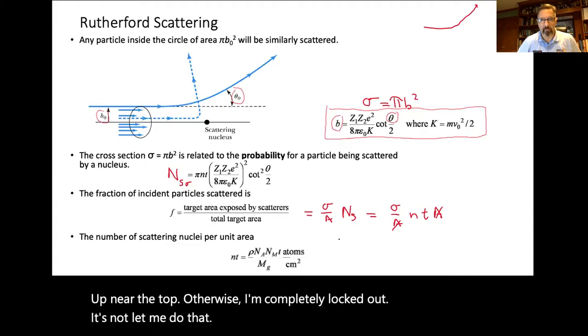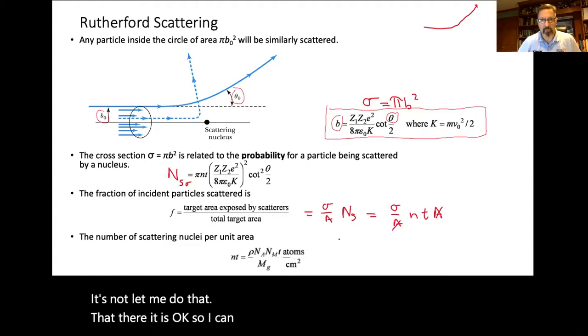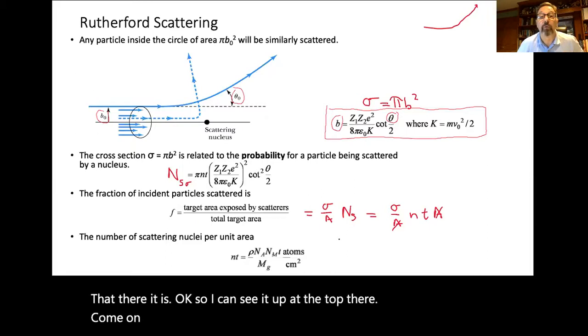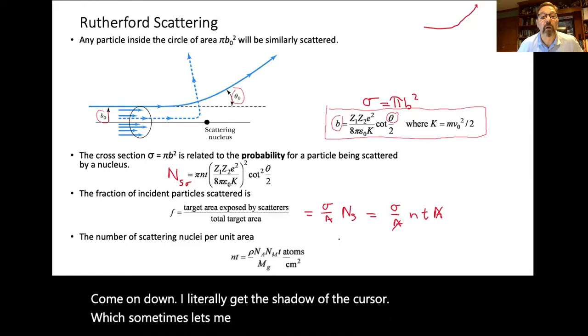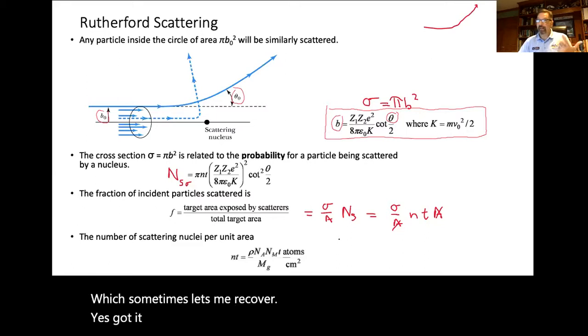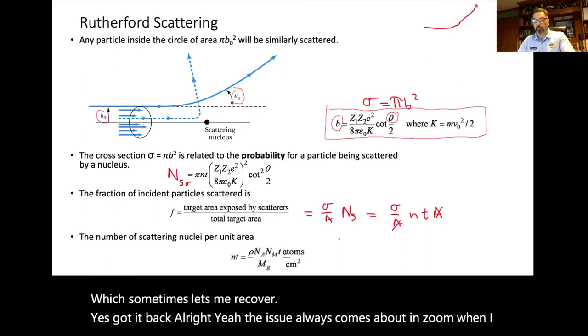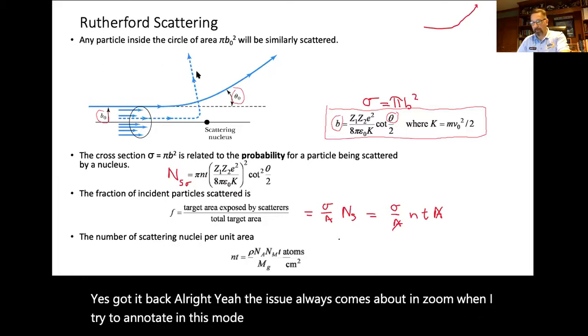There it is. Okay, so I can see it up at the top there. Come on down. I literally get the shadow of the cursor, which sometimes lets me recover. Yes, got it back. All right. Yeah, the issue always comes about in Zoom when I try to annotate in this mode of PowerPoint, but I got my cursor back now.